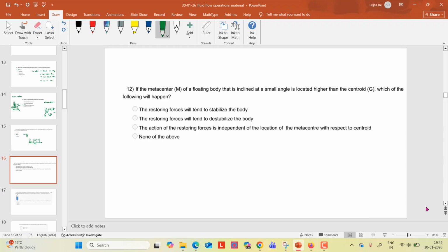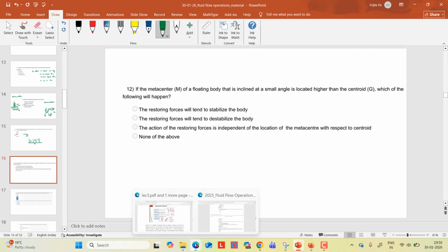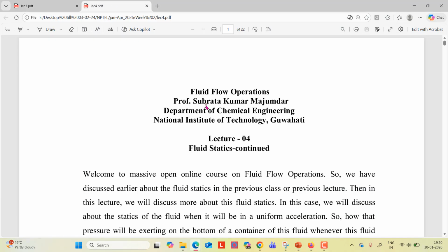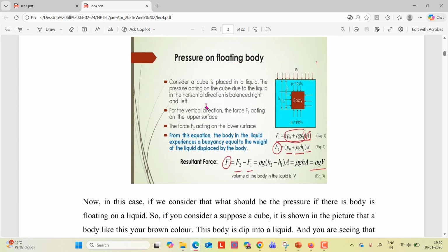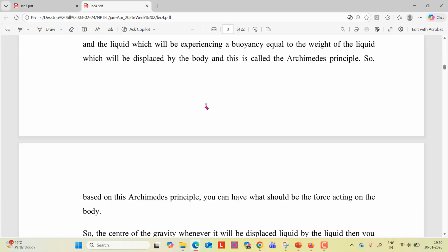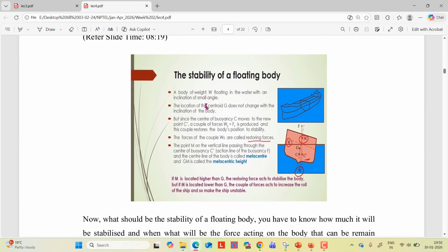Next. If the metacenter M of a floating body that is inclined at a small angle is located higher than the centroid G, which of the following will happen? For that case, we have to go to the lecture. So here comes the metacenter, stability of a fluid. So you can see what is written. I am just reading, then I will explain with the diagram.